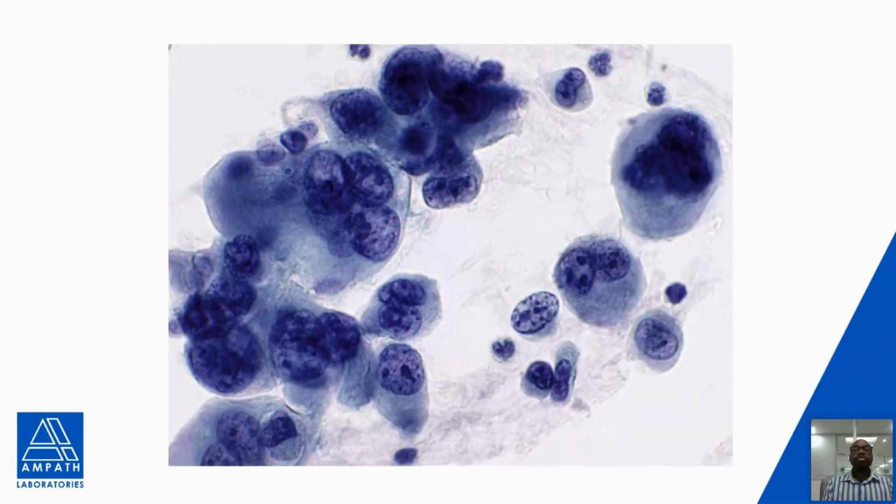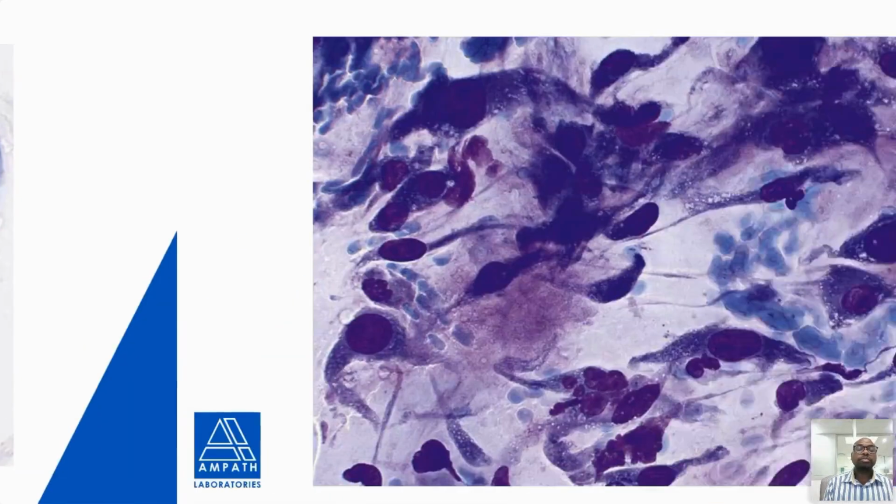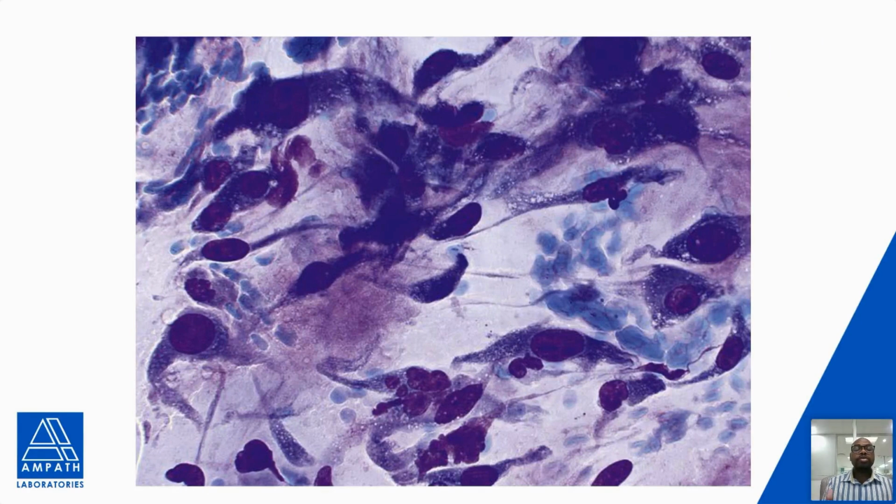And then this micrograph shows anaplastic thyroid carcinoma. So you can see here the cells are larger with marked nuclear pleomorphism, and some are multinucleated. And then this micrograph is also anaplastic thyroid carcinoma. But then you can see that if you don't have the history, you might think this is even a sarcoma, because some of them even look spindled, bizarre, with marked nuclear pleomorphism.